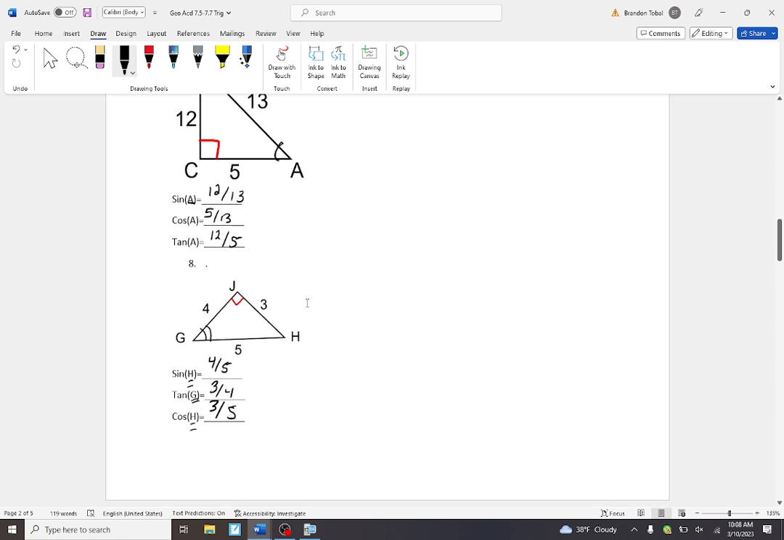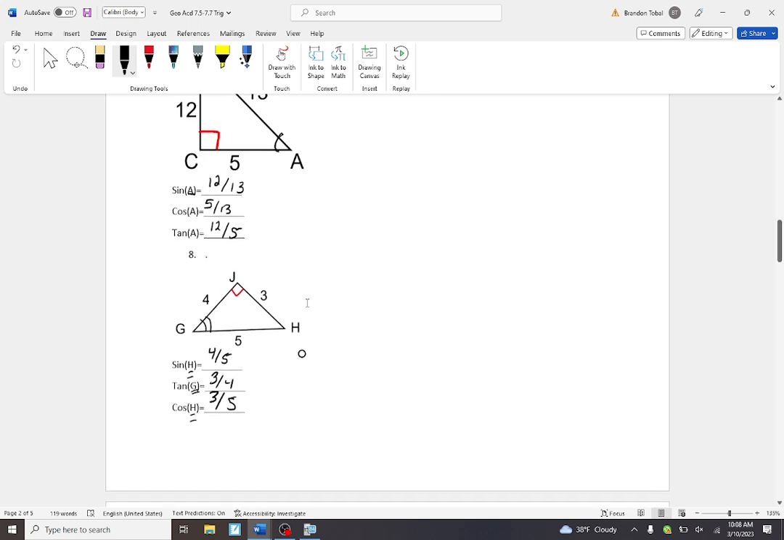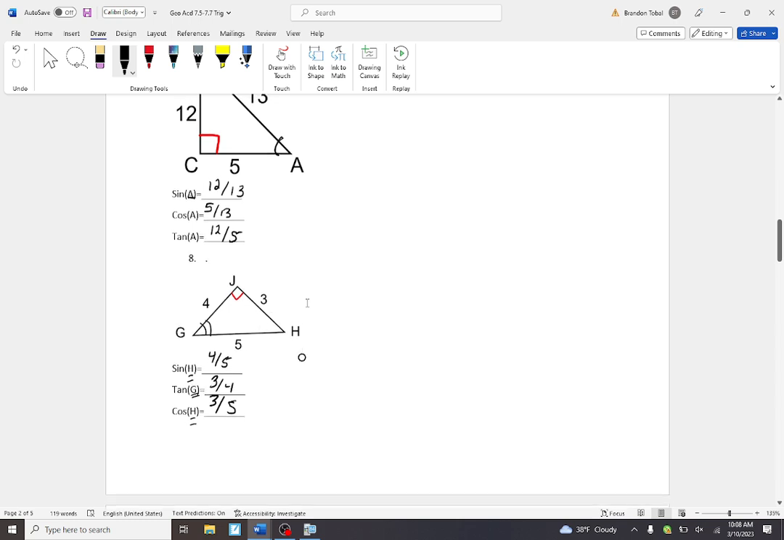Why is it called sin? Sin is the official word. SOH is the way to help us remember it. Because the last two is like, oh, SOH is opposite over hypotenuse. So we say SOH to help us remember it is opposite over hypotenuse.